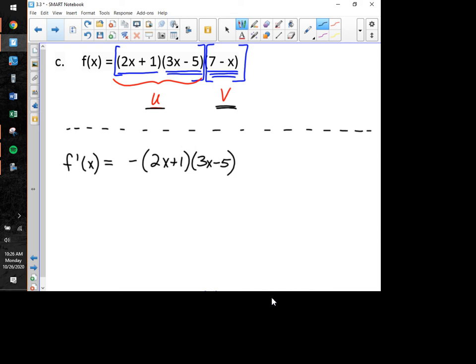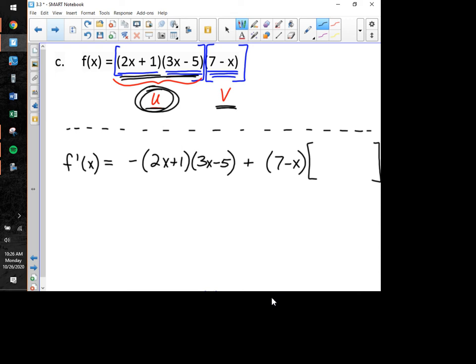That was u times v prime, the first times the derivative of the second, plus v times u prime now. The second factor, which is 7 minus x, now needs to get multiplied by the derivative of u. But here's where it's interesting. U is the product of two individual factors. So just to find the derivative of u, that's going to require the product rule within the product rule. And this is where these problems get confusing, everybody, is when you have to do rules within rules here. But again, I'm trying to find the derivative of u, and it just so happens that u is a factored expression.